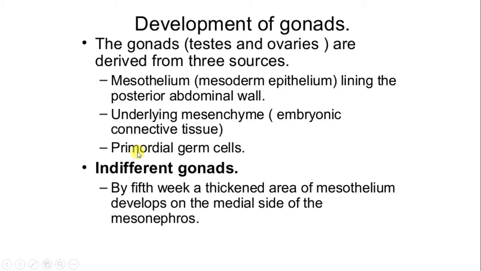Initially, the two gonads, ovaries and testes, cannot be differentiated from each other in the early development, and that stage is called the indifferent gonads. So it is very important to understand the indifferent gonad stage, and it is in the fifth week. There is a thickened area on the mesothelium, the intermediate mesoderm, the ventromedial part of the posterior abdominal wall, on the medial side of the mesonephros, that develops the indifferent gonads.